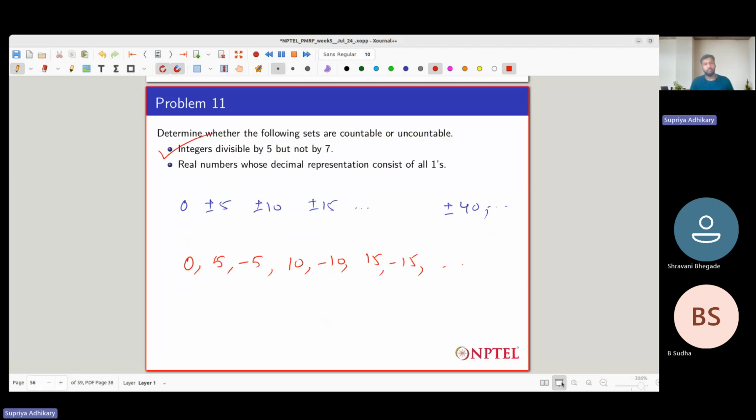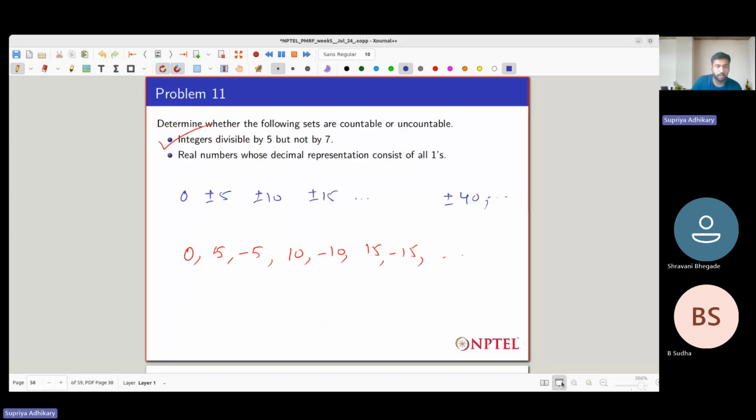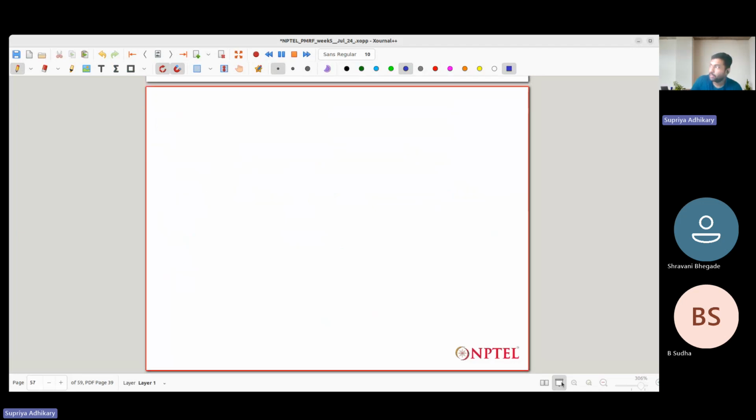Now, secondly, we have the real numbers whose decimal representation consists of all ones. So first of all, the decimal representation that consists of all ones would be of this form. There might be some k many ones, and m many ones over there. So it can be of this form.